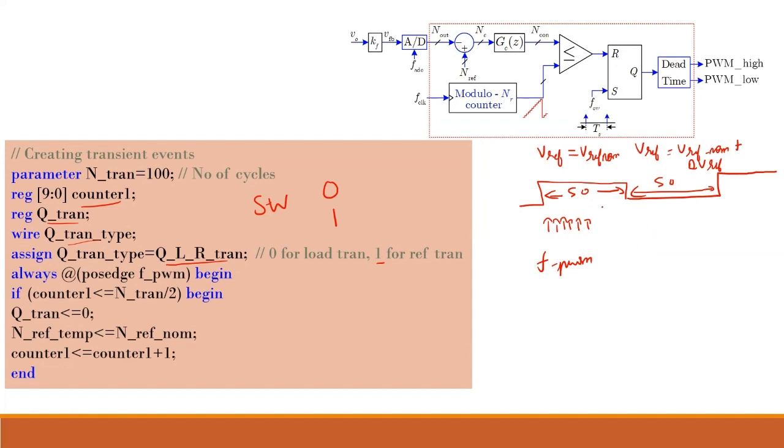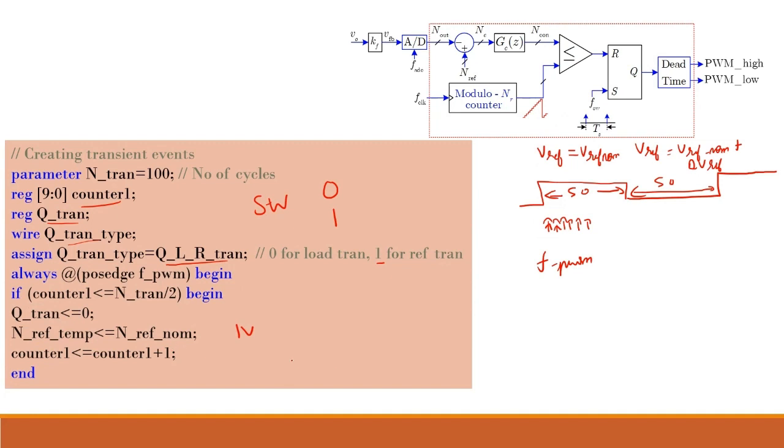So for doing that, I need a counter. This is my counter 1. When counter 1 is less than n tran by 2, where n tran is 100, that is when it is less than 50, my Q tran will be 0 and my n ref will be equal to n ref nominal, which is 1 volt. This is always at the rising edge only. Whenever the rising edge comes, it checks this condition. If counter 1 is less than 50, it sets Q tran to 0, gives nref the value nref nominal, and increments the counter.